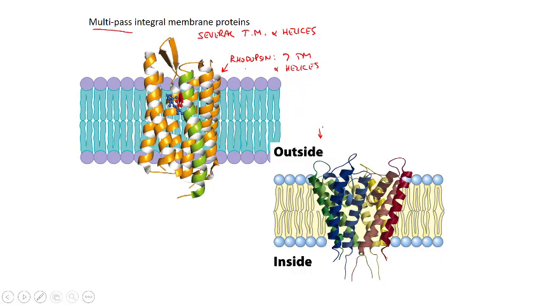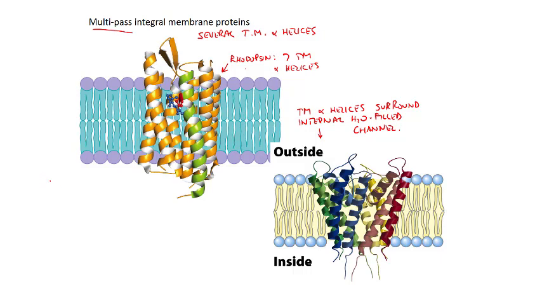This protein down here is a glucose transport channel. It has also several transmembrane alpha helices. But in this case, they surround an internal water-filled channel, which is very important for the function of certain proteins, and we're going to talk about that momentarily. So this is all I'm going to say about integral membrane proteins for now.